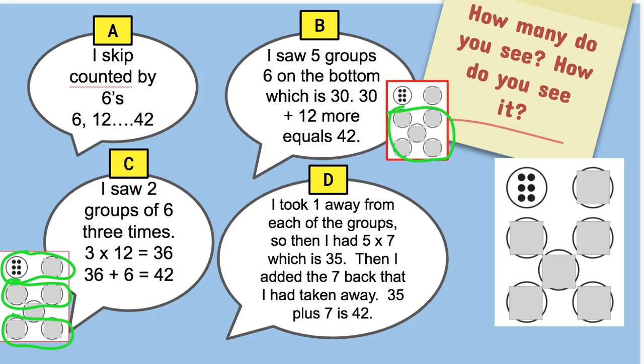Or perhaps you saw this image and you took 1 away from each of the groups so that in your mind you only saw 7 groups of 5 instead of 7 groups of 6, because you knew that was 35. And then you added the 7 back that you took away. So that would be 35 plus 7 is 42. Which way did you solve or think about it?